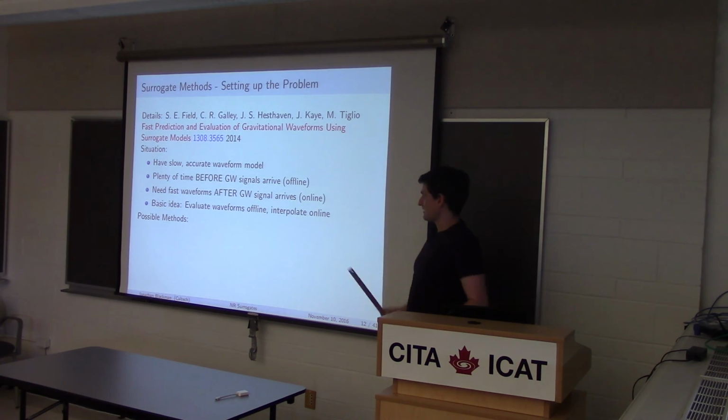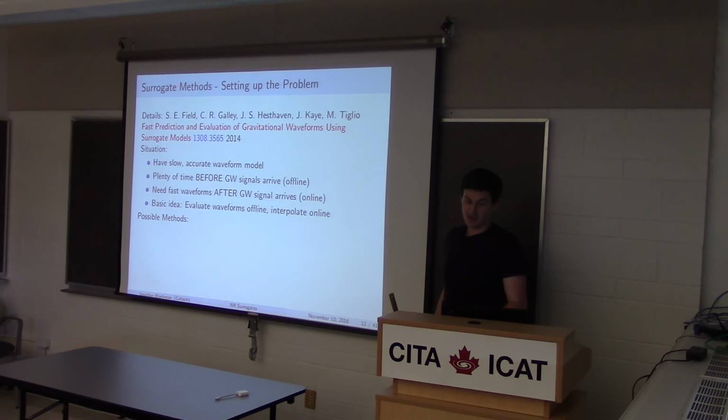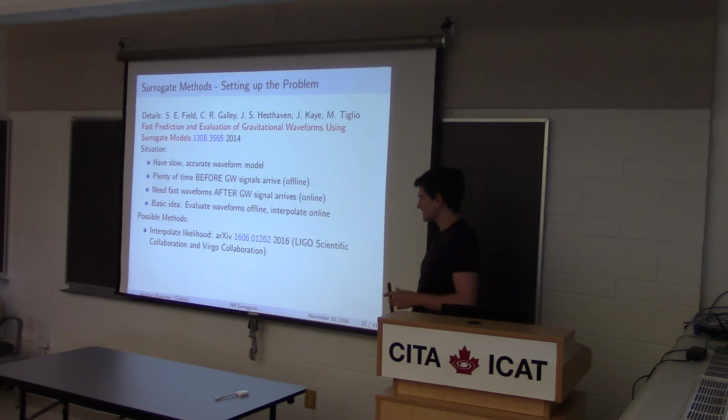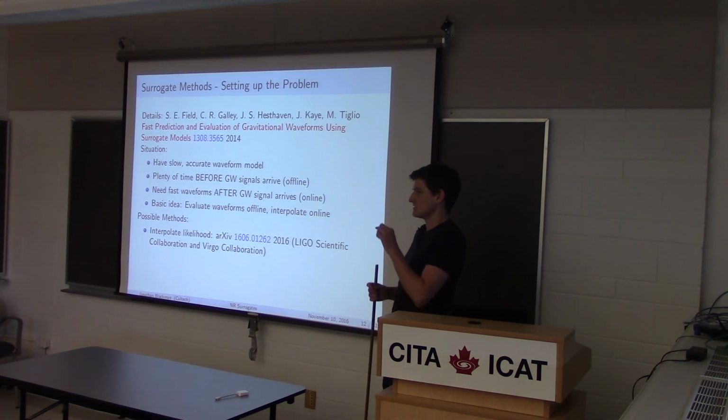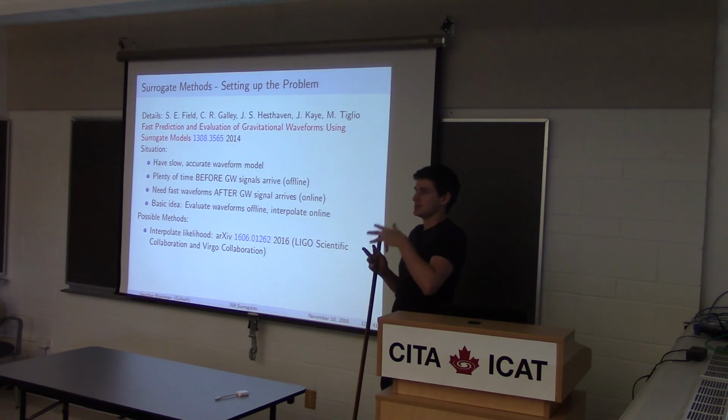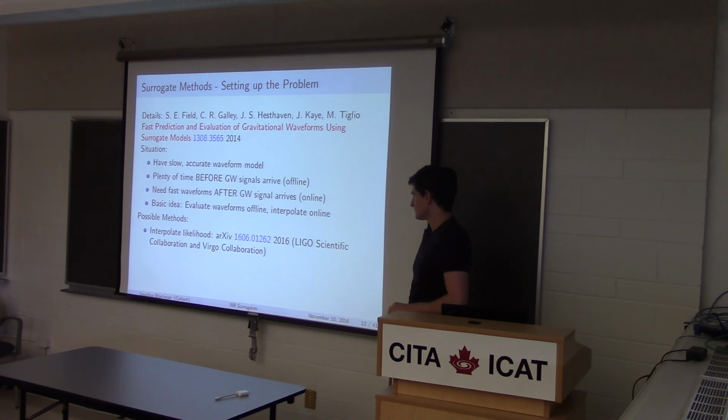So the idea is to evaluate this waveform model now many times and interpolate it in parameter space. There are different ways you could interpolate in parameter space. One method you could use is just to compute the likelihood function where you have numerical relativity simulations already in parameter space. This would give you selected evaluations of the likelihood function in parameter space, and then you just interpolate that single function.